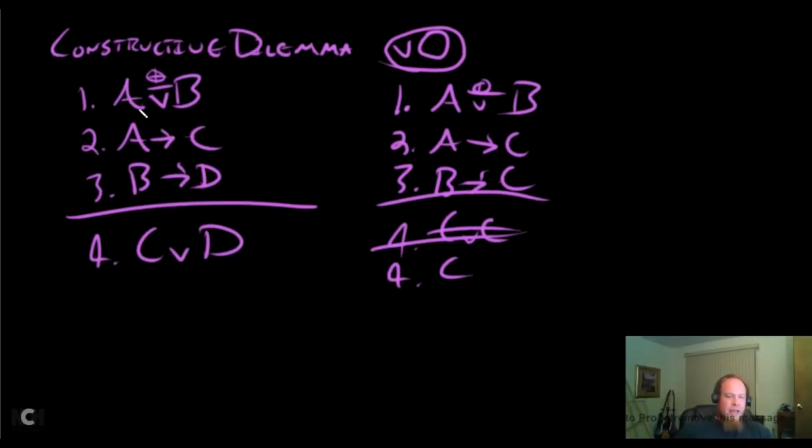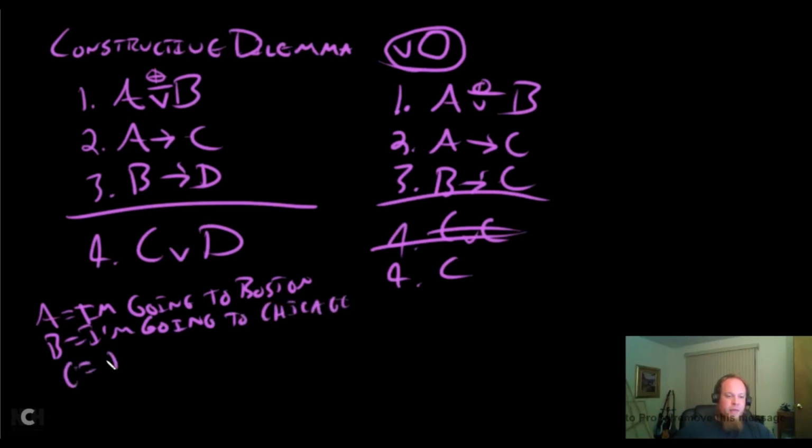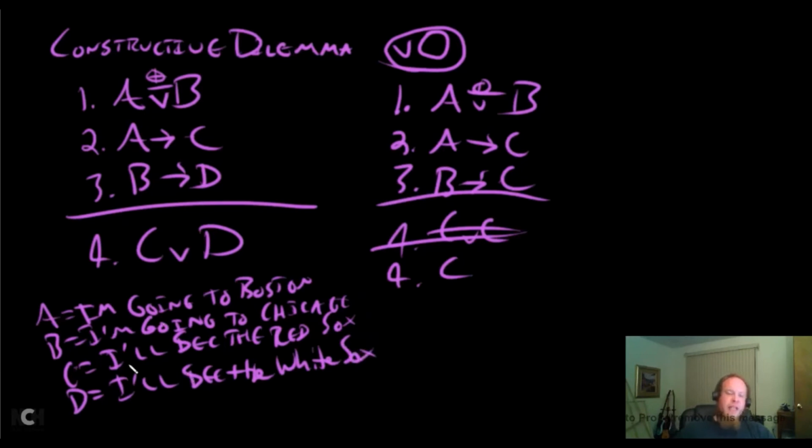Let's say A here stands for, and the one on the left, I'm going to Boston. B stands for, I'm going to Chicago. C stands for, I'll see the Red Sox. D stands for, I'll see the White Sox. If I take these variables and plug them back in here, here's what this is saying. And I could do this either way.